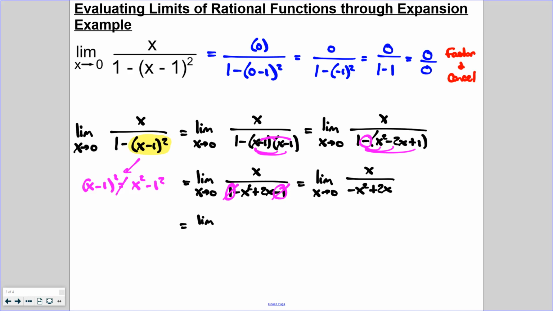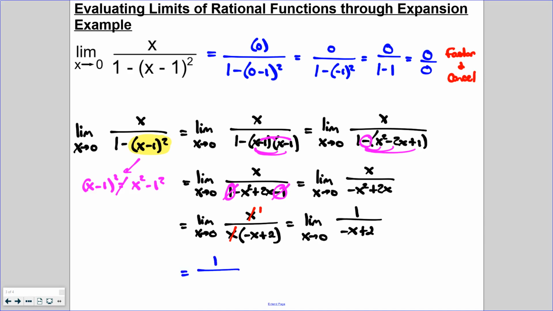So unfortunately, the numerator is just x, so there's nothing we can cancel there. However, in the denominator we can factor an x out, leaving us with negative x plus 2 on the inside. And now we can see we have a common factor of x in the numerator and a common factor of x in the denominator. When we cancel those out, we're going to get the limit as x approaches 0 of 1 over negative x plus 2. We can try direct substitution again, giving us 1 over negative 0 plus 2, or a final answer of 1/2.